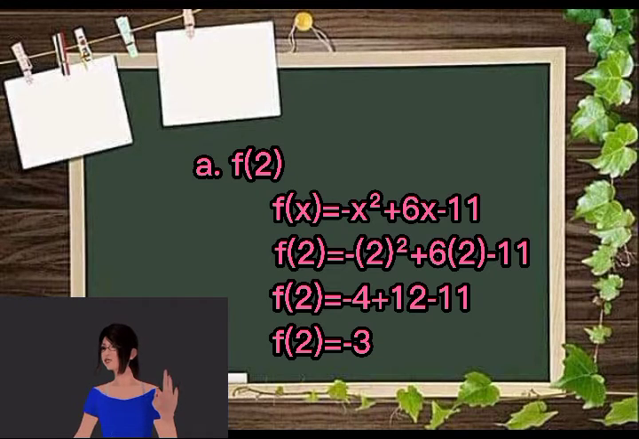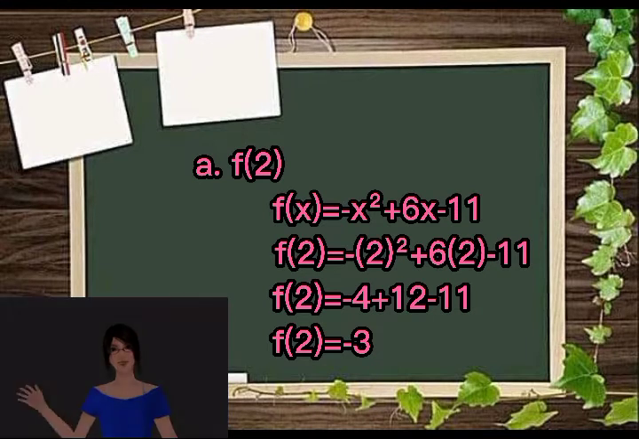So let's go back to our problem. We are given f of x is equal to negative x squared plus 6x minus 11. So we are asked to find f of 2. All we need to do is to substitute 2 for our x. So f of 2 is equal to negative 2 squared plus 6 times 2 minus 11. So f of 2 is equal to negative 4 plus 12 minus 11. And it will be equal to negative 3.